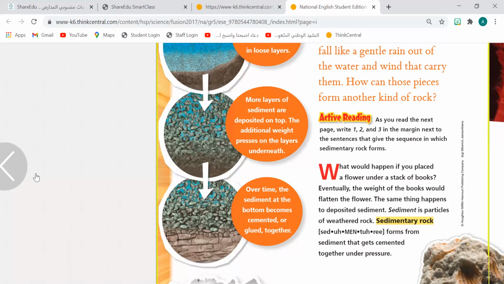Everyone, are you here with me? Yes. So when more layers of sediments come on top, the additional weight, what happened? What do you think when there's too much rock coming on top? Is it going to be so much weight or not? It will be so much weight. Excellent. What about pressure? Is there going to be any pressure?